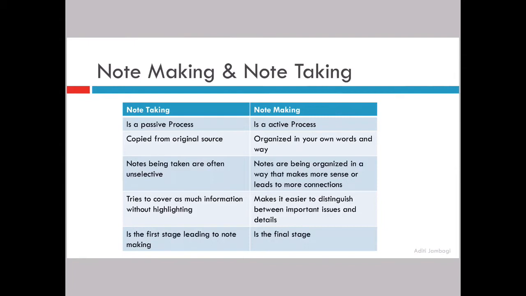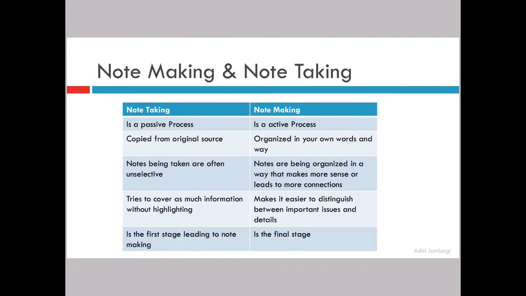Next, notes being taken are often unselective. So basically, note taking is what, at that moment, whatever you feel is important, you're writing, because you do not know the entire context or the entire message in that particular conference. At the spur of the moment, whatever you feel is important, you're just jotting it down. So you're being unselective, right?